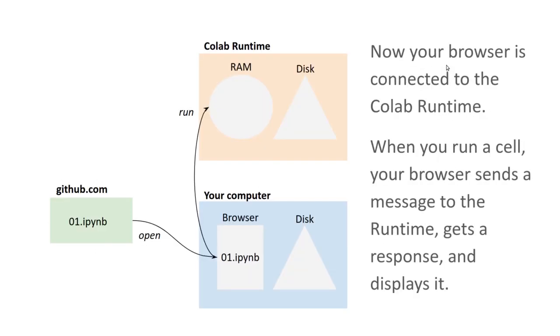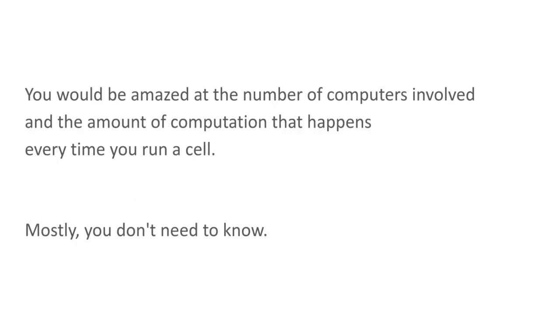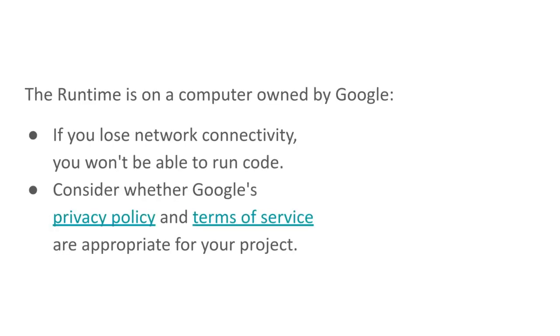So your browser is connected to the Colab runtime, and whenever you run a cell, your browser is going to send a message to the runtime, it gets a response, and it displays the result. You would be amazed at the number of computers and the amount of computation that happens every time you run a cell, but mostly you don't need to know about the details.